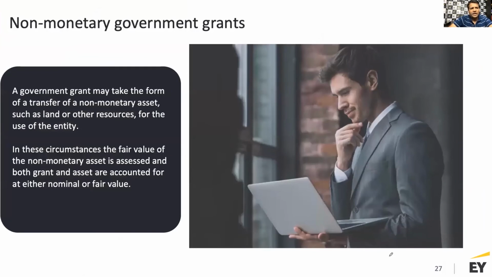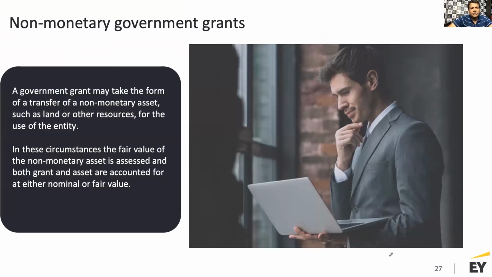Let's look at another example of a non-monetary government grant, right? A government grant may take a non-monetary form, like land, where the government is giving you assets. Not a monetary asset, but a non-monetary asset, which is land, building, inventory, and so on and so forth. So the government may grant you a transfer of non-monetary assets, such as land or other resources, for the use of the entity.